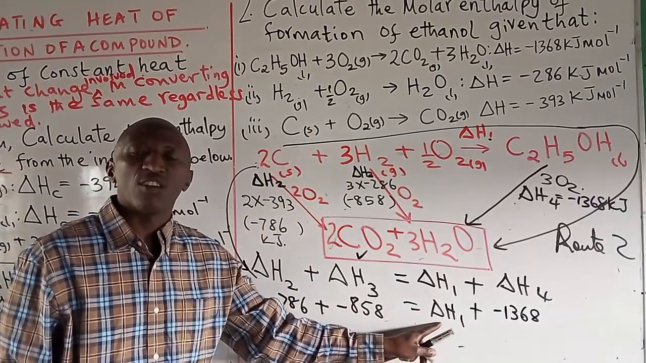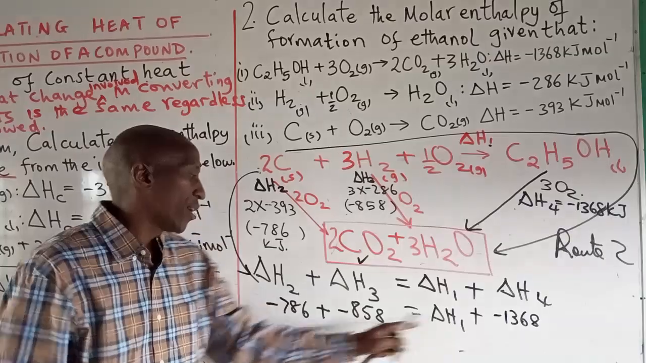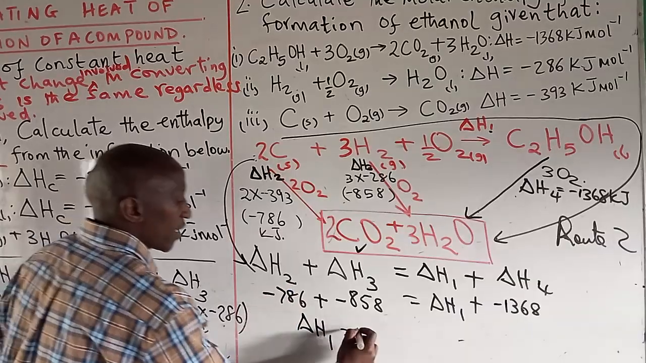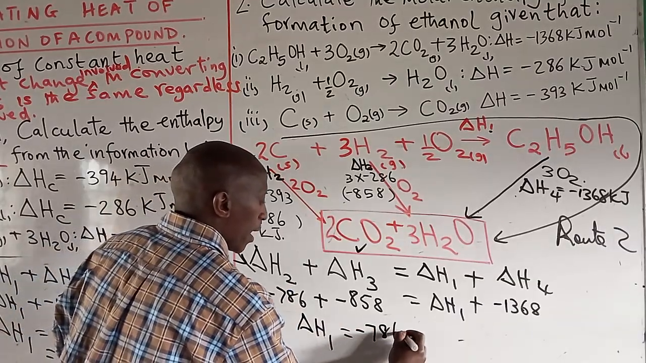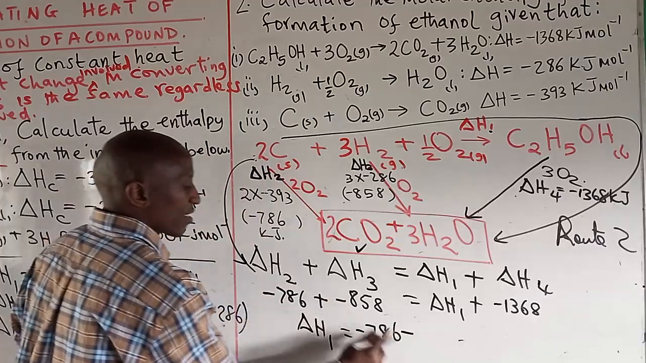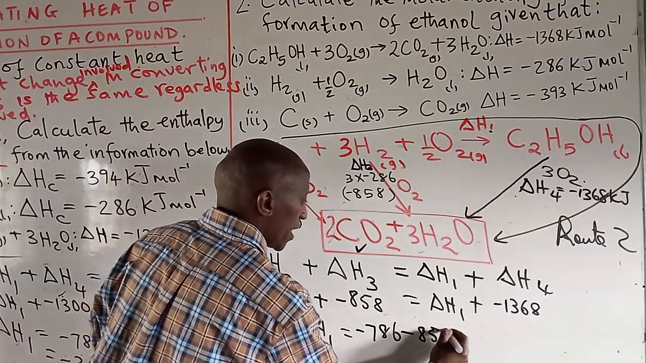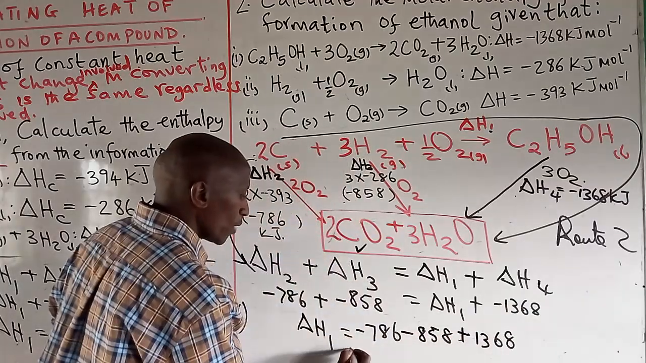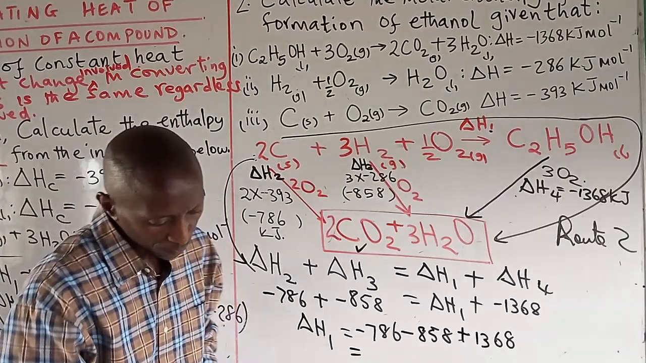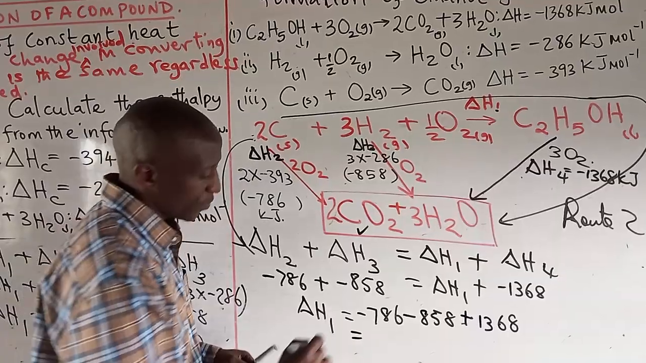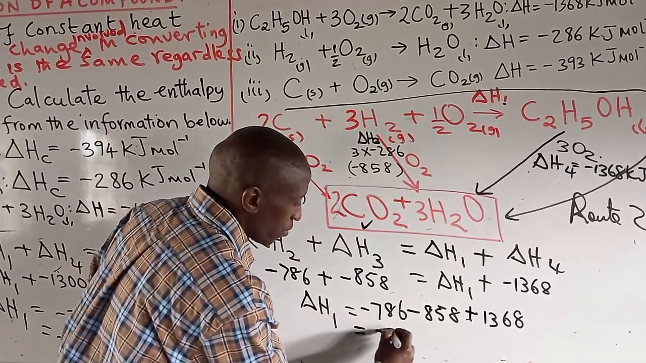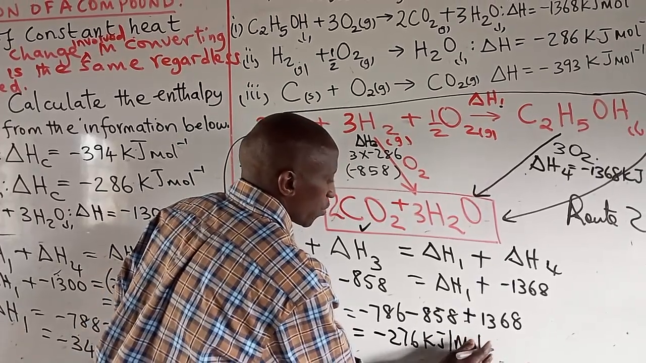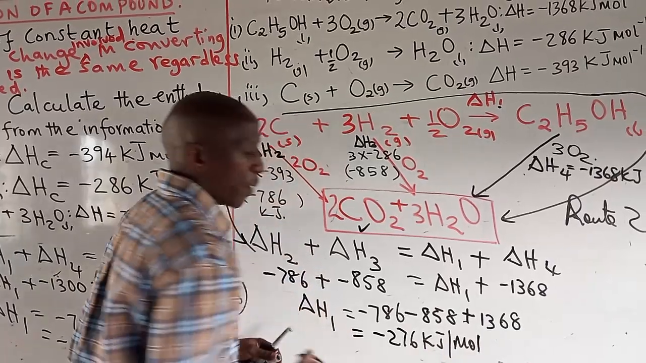So we make delta H1 the subject of the formula. So we shall have delta H1 is equal to, we bring this on this side, will be negative 786, plus minus gives you a minus 858, but this comes to be a plus 1368. And what do we get out of that calculation? Key in on your calculator, and we expect negative 276 kilojoules per mole. Negative 276 kilojoules per mole.